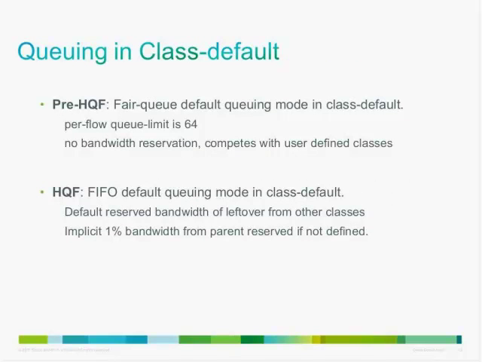Queuing in class default, with the fair queue, we can configure up to 64 queues, and it's by default weighted fair queuing. But here in HQF, we do only FIFO as we discussed earlier. If we don't configure class default, there is an implicit bandwidth available reserved up to 1%. So basically we can go ahead and configure up to 99% of the bandwidth on the interface. But if we configure class default, then we can go up to 100% of the bandwidth available.